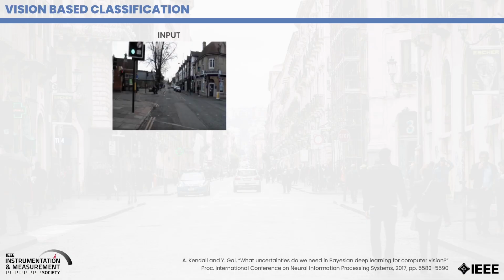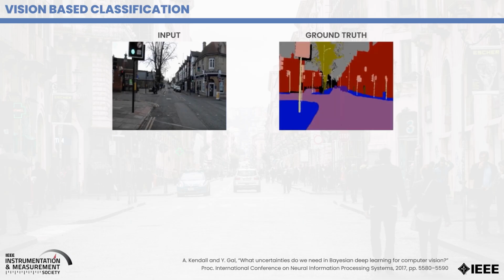Here are two examples with which I want to wrap up the tutorial. Here is a vision-based classification example. Here you can see the dash cam of an autonomous car, and here is the actual scene, and here is the ground truth. This is done manually, so the purple is the road, the pink is the road, the purple are the cars, sidewalks are blue, buildings are red, and so on and so forth. So this is done manually.